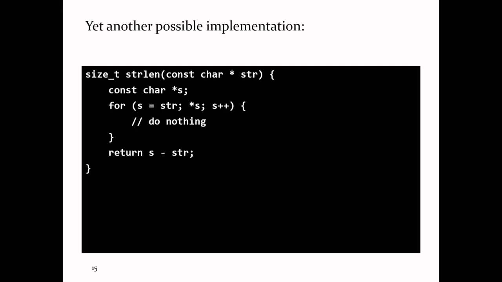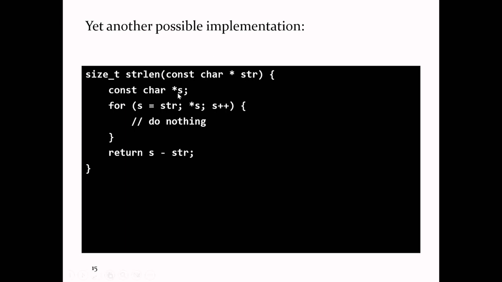Let me draw it this way, sorry. When you dereference s, is s pointing at 0? The answer is no, so move s to the right by 1. So s goes to here. Is s pointing at 0? The answer is no, so move s to the right by 1. Is s pointing at the 0? The answer is no, so move it to the right by 1. Is s pointing at the 0? The answer is yes, so stop.